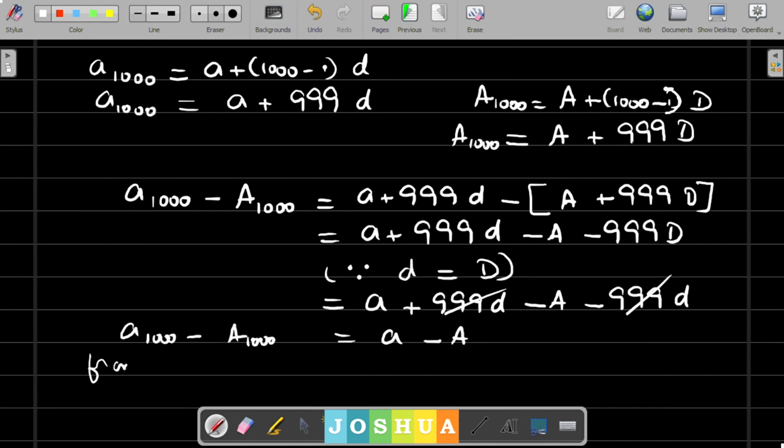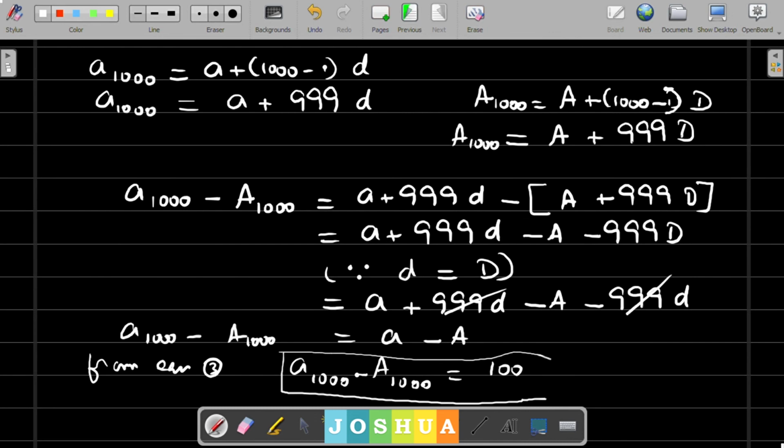So from equation 3, what we found is that the difference between the 1000th terms of the two APs is equal to 100. That means the difference is always 100, whether it's the 1000th term or the 2000th term or any term, it will be 100 only.